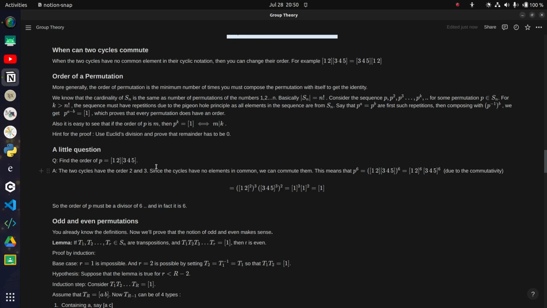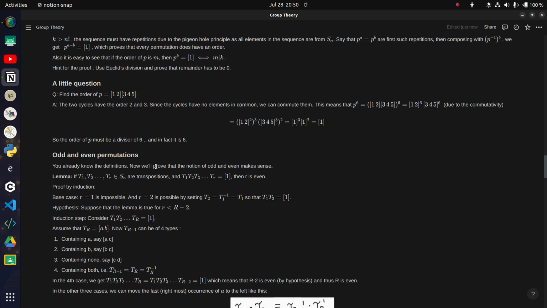So the two cycles have orders 2 and 3, because you already know the order of a cycle. And since the cycles have no elements in common, we can commute them, and that means that p^6 is 1. But by the last discussion, you know that the order of p must be a divisor of 6, so it can only be 1, 2, 3 or 6. Then check each of these, and you will see that none of them work except 6. So in fact it is 6. That's the way you find the order of a permutation.